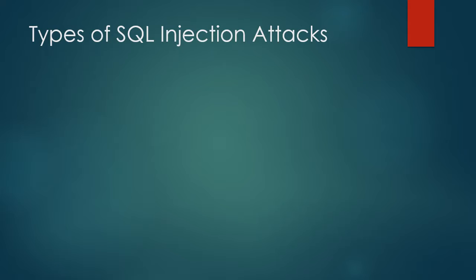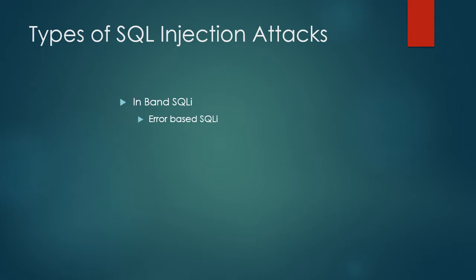There are basically three types of SQL injection attacks. First, being more common, is known as the in-band SQL injection attack. It's an easy to exploit injection attack. It usually happens when the user is able to utilize the same communication channel for both launching the attack and getting the results back.